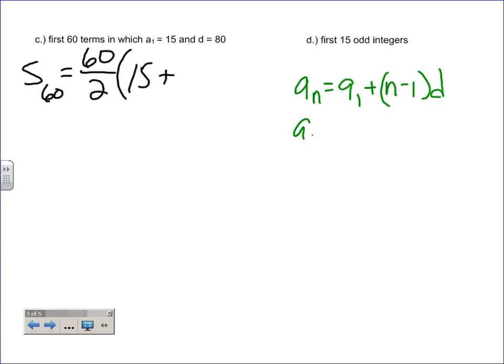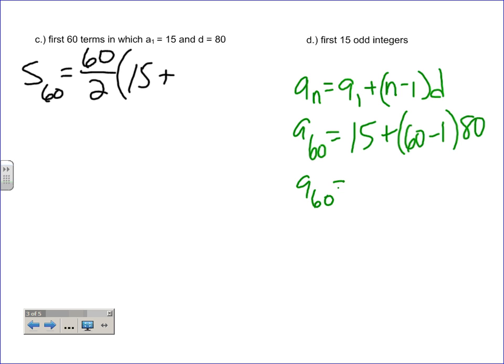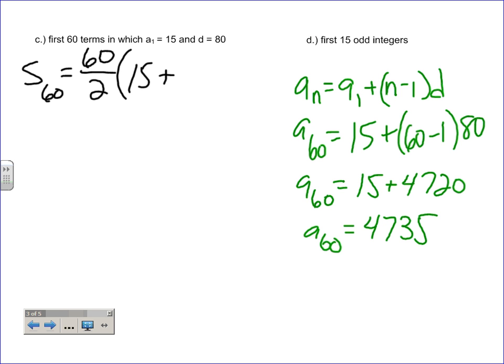So I want to find the 60th term. First term's 15. N is, well, 60 minus 1. Difference is 80. Oof, so this is going to get big. So the 60th term is 15, and then we have to take 59 times 80. And what do you get for that? 4,720. So the 60th term is 4,735. So is that the sum of the first 60 terms? No, by notation, that is just the 60th term because I have just an A there. It's not an S.